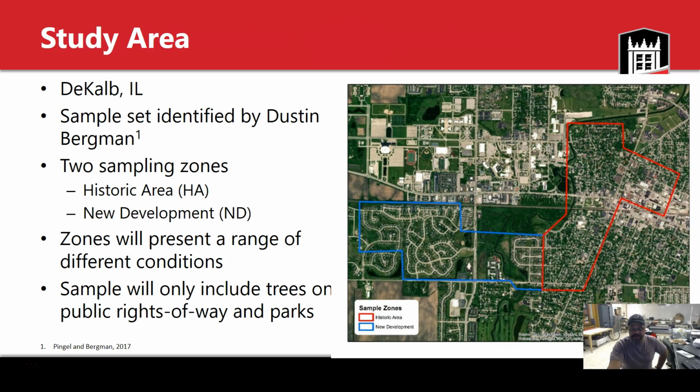For this study, we're going to be using the area here in DeKalb. The sample set region is one that was identified by Dustin Bergman in his thesis work. There are 2 main sampling areas: the historic area and a new development area. These zones are chosen because there is a wide range of conditions within them. There are 2 primary differences. We'll talk about those in a second. And the sample will be limited to the public trees on right-of-ways and in parks.